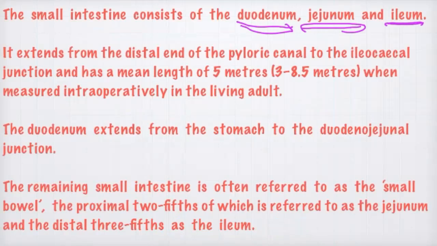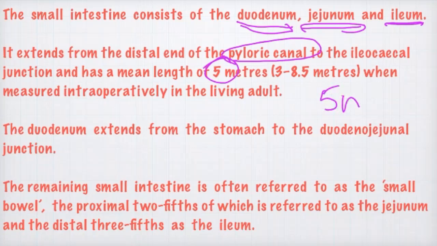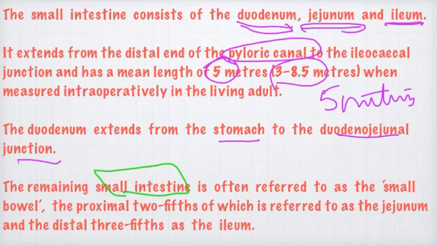It extends from the distal end of the pyloric canal to the ileocecal junction and has a mean length of 5 meters. The small intestine is 5 meters, ranging from 3 to 8.5 meters, measured intraoperatively in a living adult. The duodenum extends from the stomach to the duodenojejunal junction. The remaining small intestine is often referred to as the small bowel.